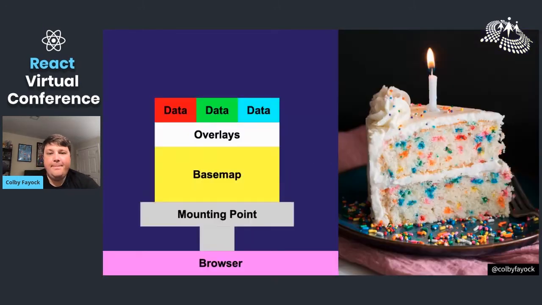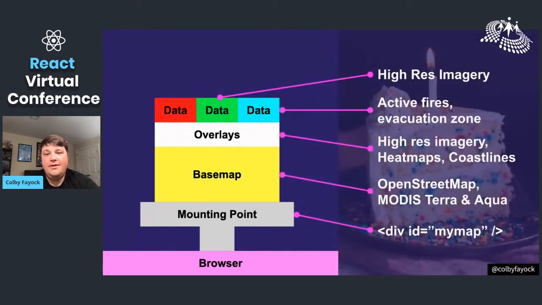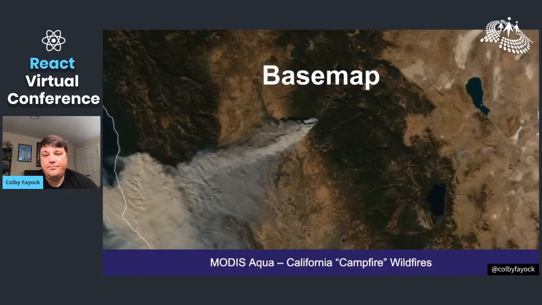When dealing with maps, I like to think of a poorly drawn layer cake. The base map is the actual cake. Then you have your overlays as your icing and some data sprinkled on top. Your base map typically looks something like OpenStreetMap or MODIS Terra, as we saw before. Your overlays could be anything like a small sample of high-res imagery or heat maps to visualize data. On top of that, your data can literally be anything such as active fires or evacuation zones.